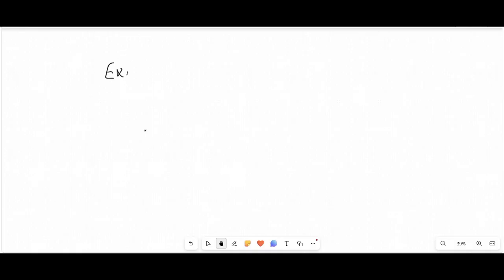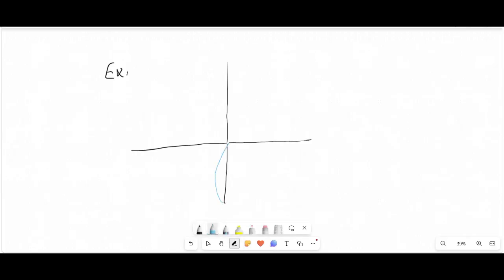Yeah, this is a good one. Here's a drawing. The region looks like this. Is this type 1 or type 2? They give us a few things. This is 0, comma 4 right here.